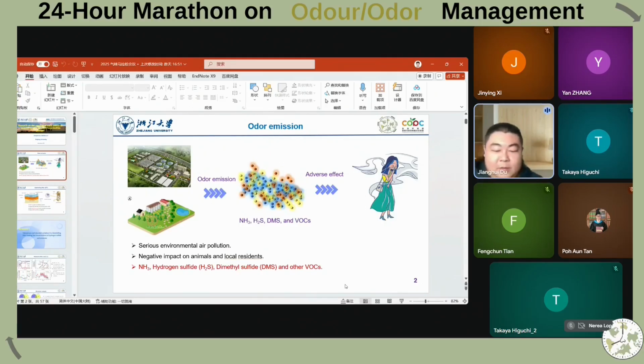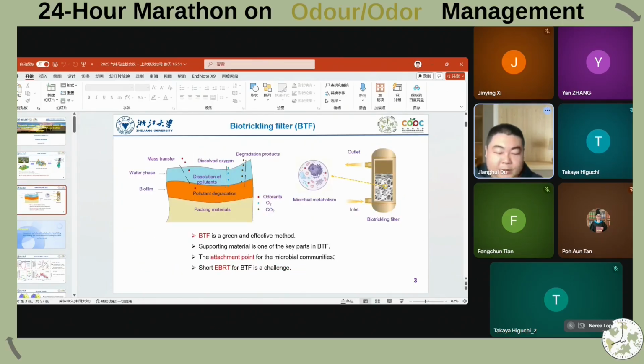Odor emissions from livestock production contribute to air pollution, causing negative impacts on animals and residents. These odorants mainly include ammonia, sulfur odorants, and other VOCs. In this work, we mainly solve this problem by using a biotrickling filter, BTF. BTF is a green and effective method for the treatment of odor pollution. The odor can be decomposed into harmless products.